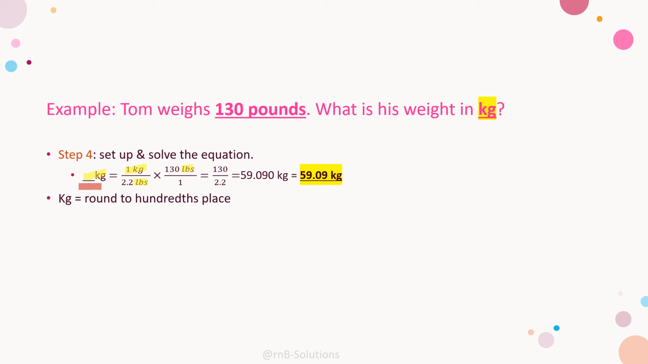The answer is going to be 59.090 in more decimals. So like I mentioned before, with what I was taught, kilograms get rounded to the nearest hundredths. So the 0 here would make 59.090 round to 59.09. And that would be your answer for this problem.